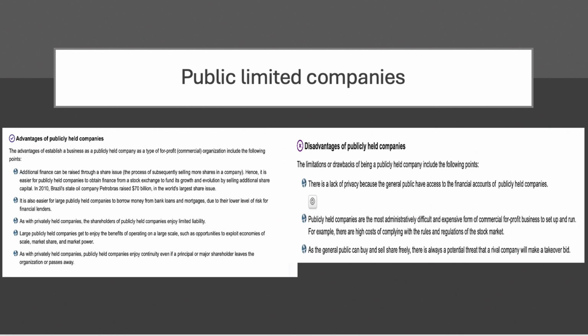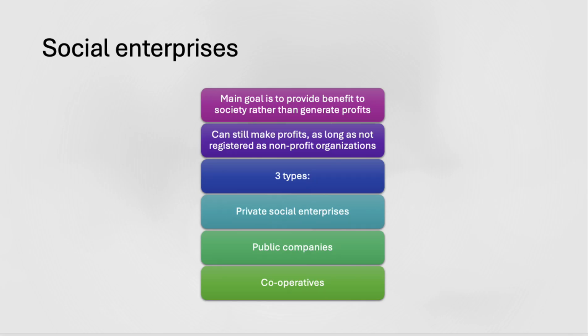Now, also, for-profit organizations may be called social enterprises. Social enterprises are companies whose primary objective is not to obtain profit, but to help society in some way, shape, or form. Keep in mind, they can still make profit. They do not have to not earn profit.